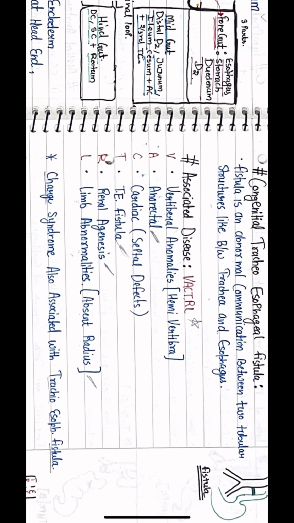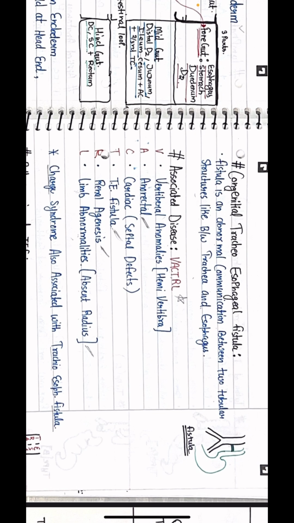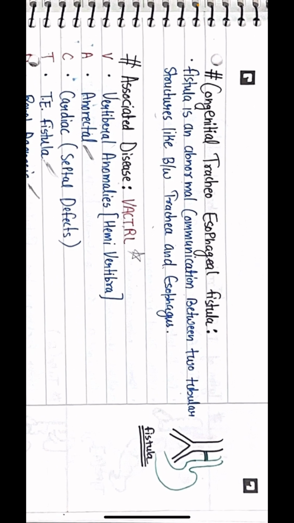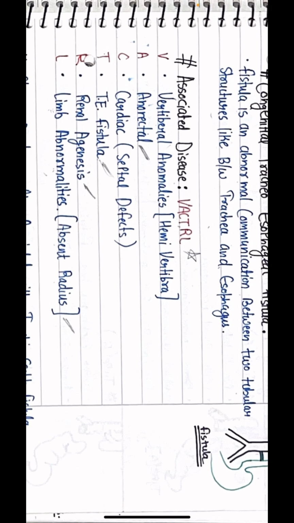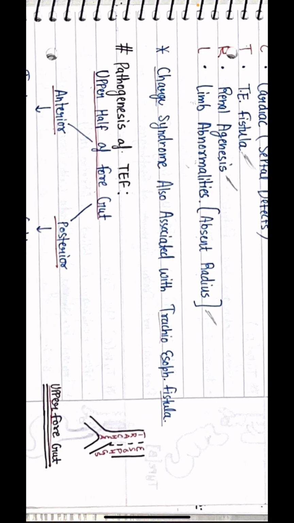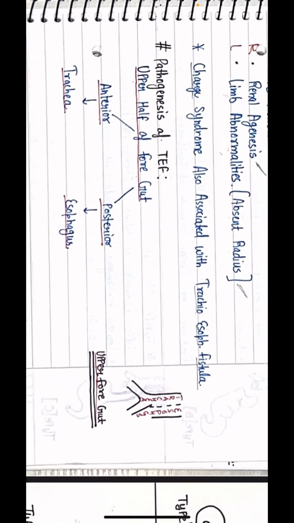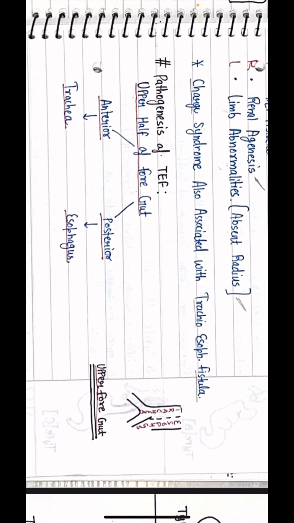So first of all, we are going to talk about the Tracheo-esophageal fistula, because it should be covered in the abdominal portion. So what is congenital Tracheo-esophageal fistula? Fistula is abnormal communication between the tubular structures, like trachea and esophagus. So let's see how it occurs. In the course of development, this is how the trachea and esophagus get to separate.